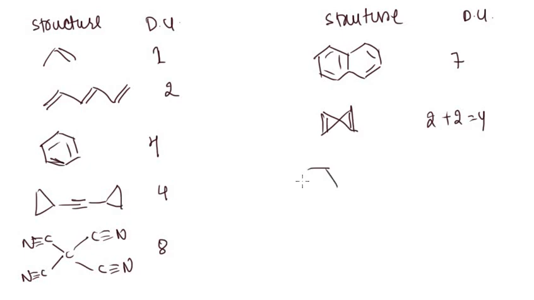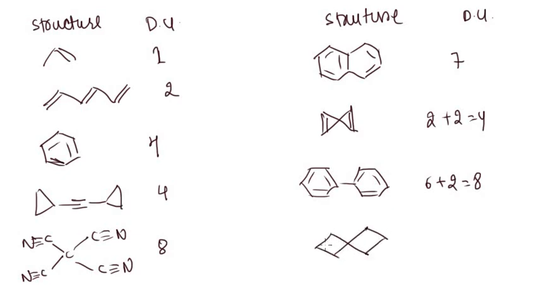And the biphenyl ring, it is 6 plus 2, that is 8. And 1, 2, 3, 4. 2 plus 2, it is 4.